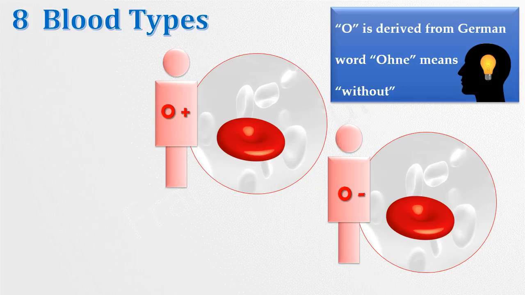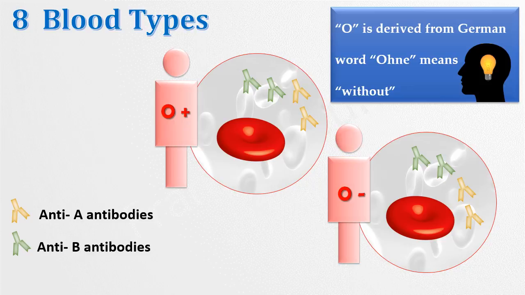Since both the antigens are absent, therefore antibodies present in the serum are anti-A and anti-B antibodies. Rh antigen is present in O positive and absent in O negative individual.